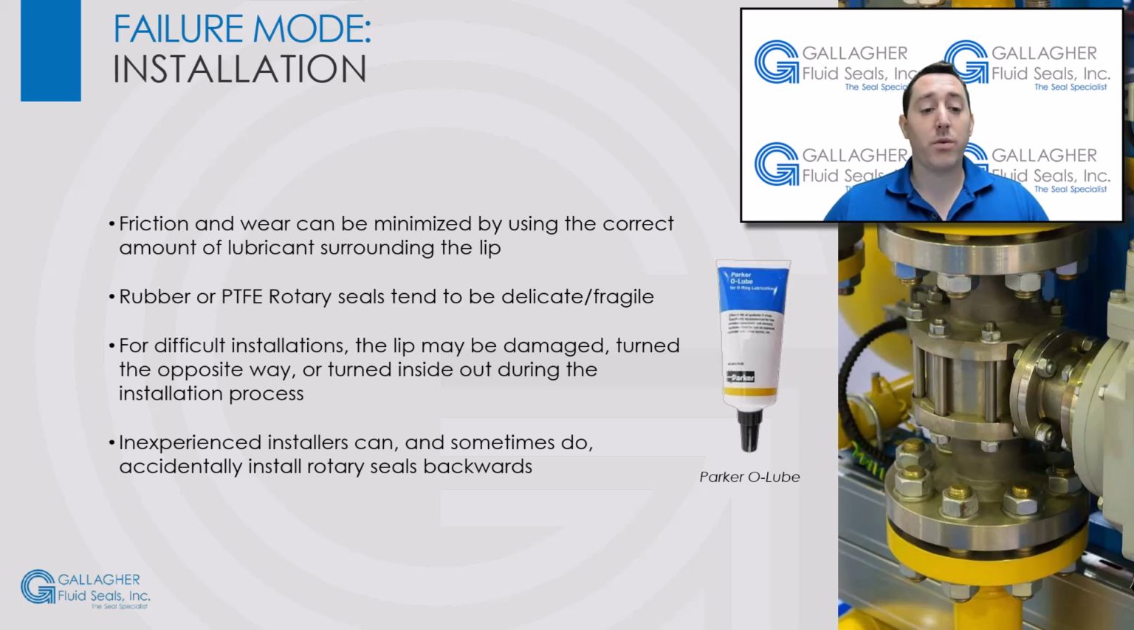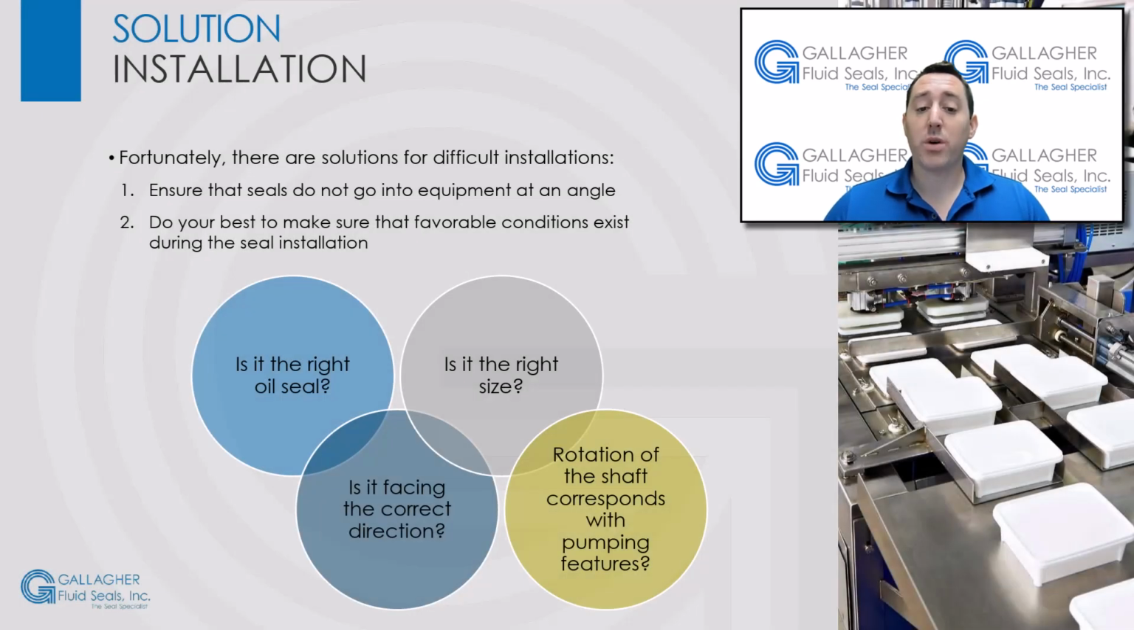Whether comprised of rubber or PTFE, which most seal lips are, they tend to be delicate or fragile. For difficult installations where the geometry is tough to maneuver, the lip may be damaged or turn the complete opposite way, or inside out during the installation process. Due to the seal lips being small in most cases, they can be easily installed backwards by an inexperienced installer, which will ultimately push fluid in the incorrect direction. But fortunately, these two problems can be avoided or solved by following simple guidelines during oil seal installations.